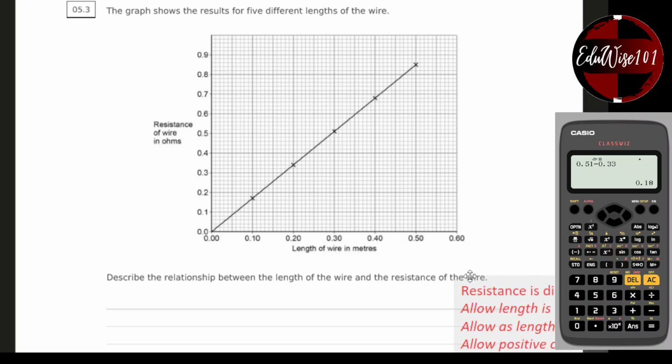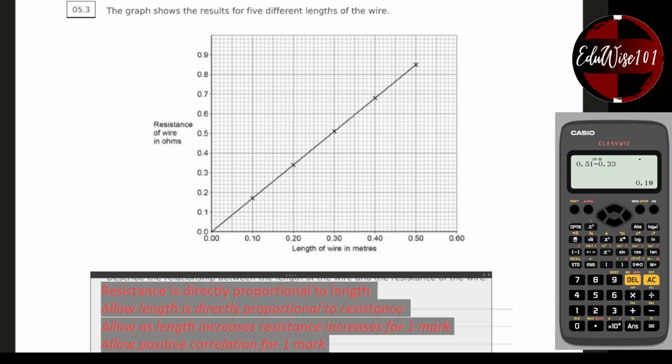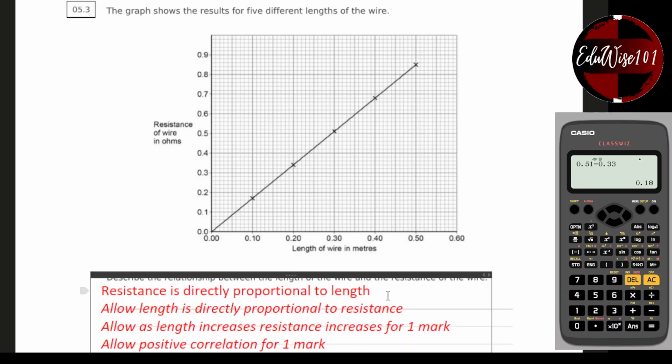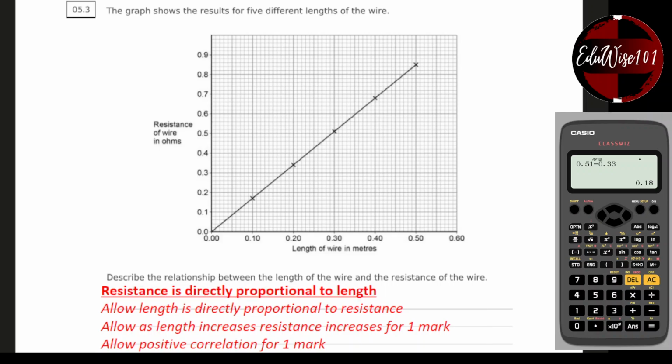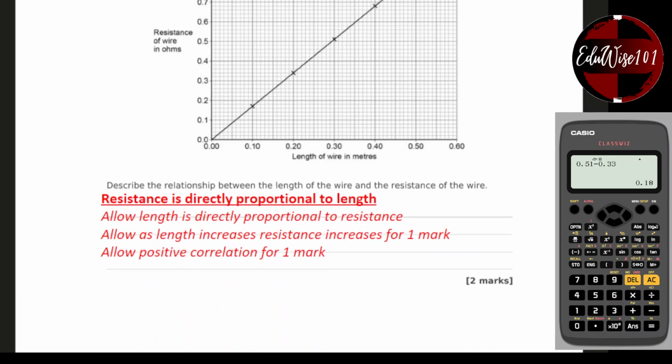So resistance is directly proportional to the length. That actually gives you both those marks. If you simply say as length increases, resistance increases, you're just going to get 1 mark. Or if you say it's a positive correlation, you get another mark as well.